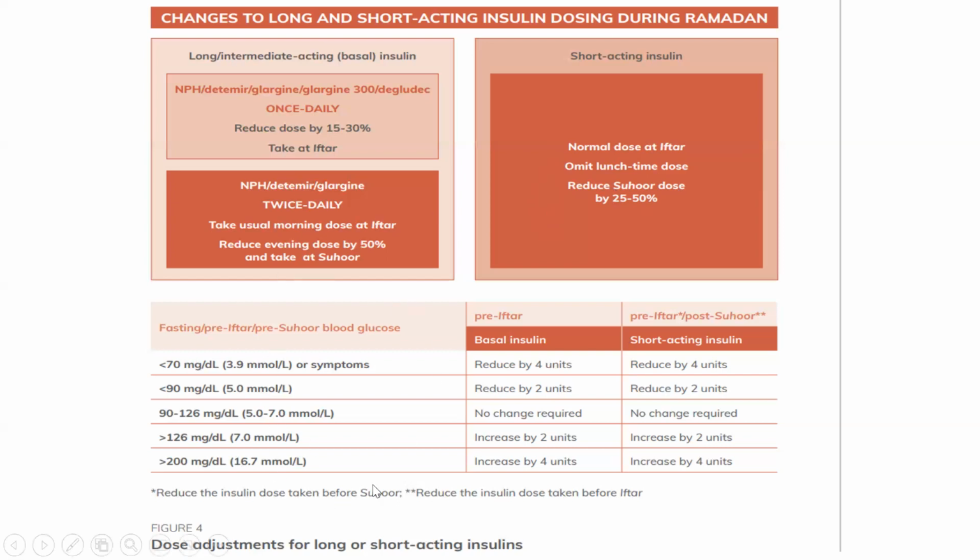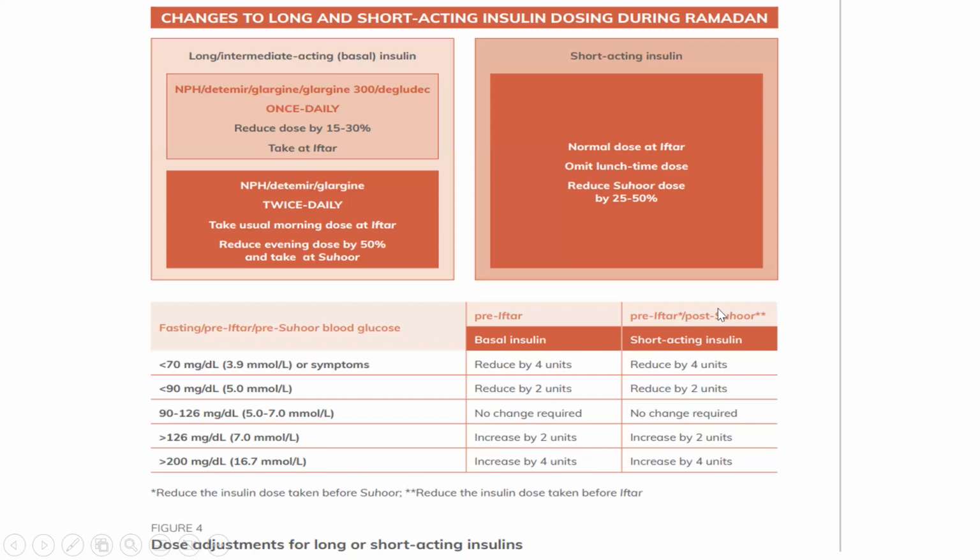How can we do these dose adjustments? There is a good chart mentioned here. Suppose the patient is pre-iftar and the reading is less than 70 milligrams per deciliter, then the basal insulin can be reduced by 4 units. If it is less than 90, reduce by 2 units. 90 to 126, no change required. More than 126, increase by 2 units. More than 200, increase by 4 units.